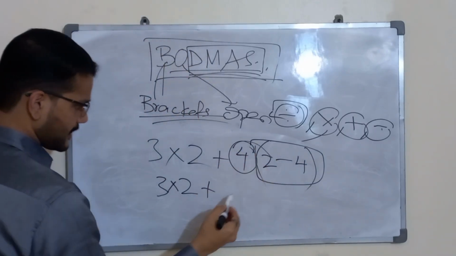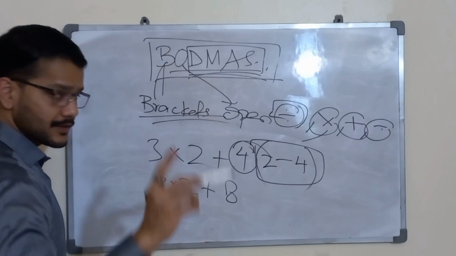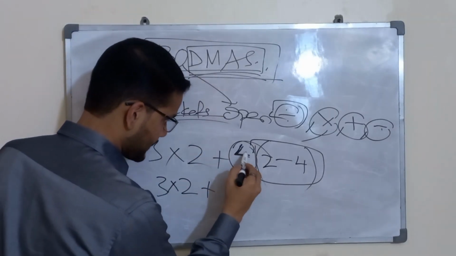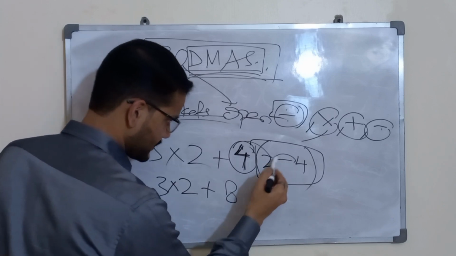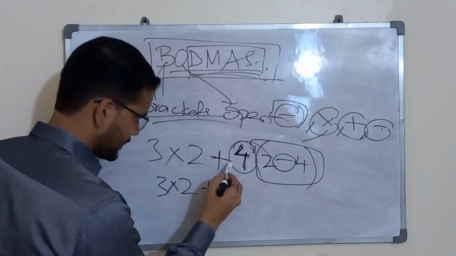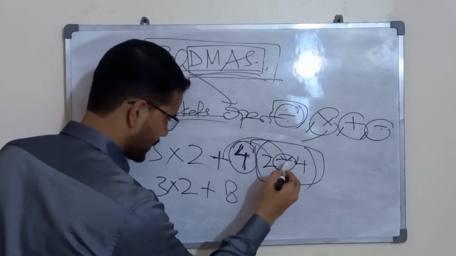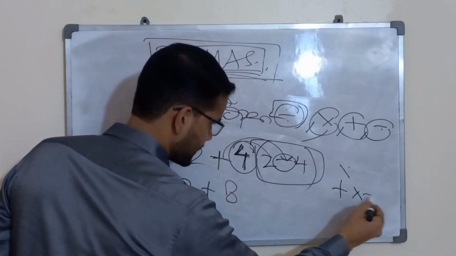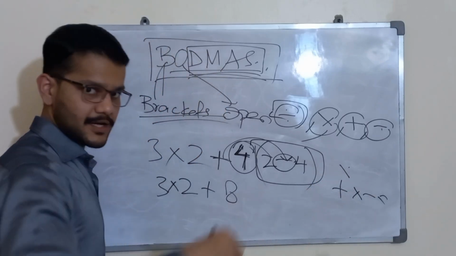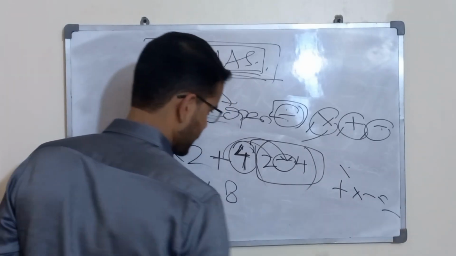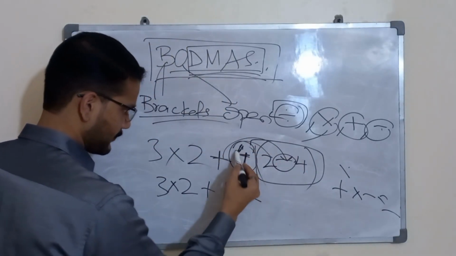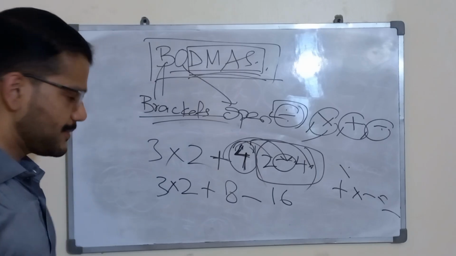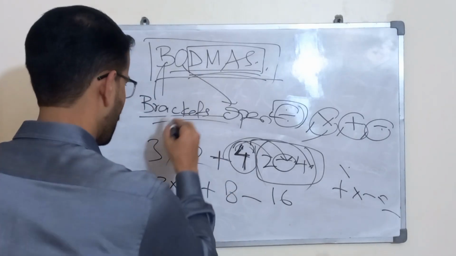So 4 2s are 8, and always multiply the signs also. What sign is here? Minus. So therefore plus multiplied by minus is minus. Therefore plus 8 minus, 4 4s are 16. Now what would be our second step? We have opened the brackets.